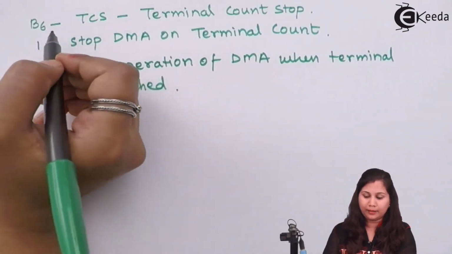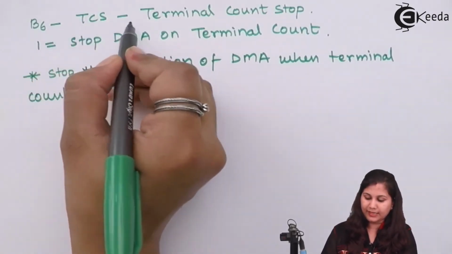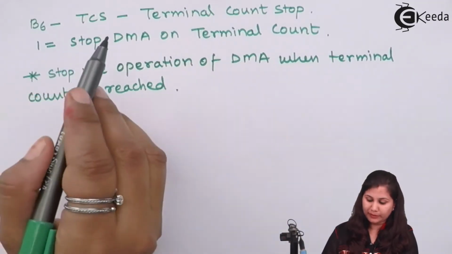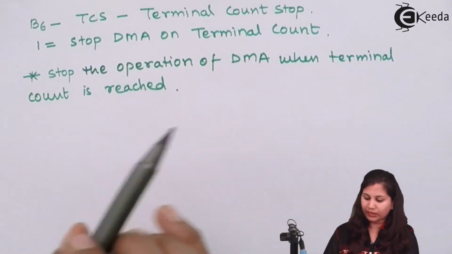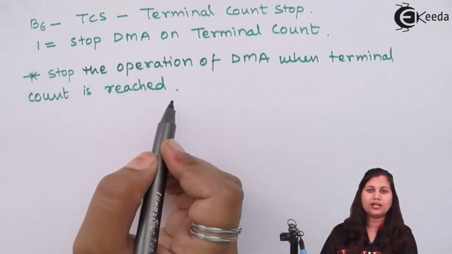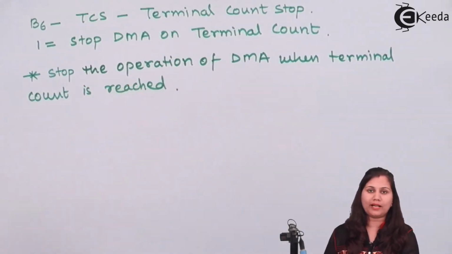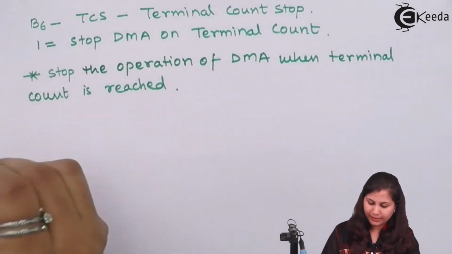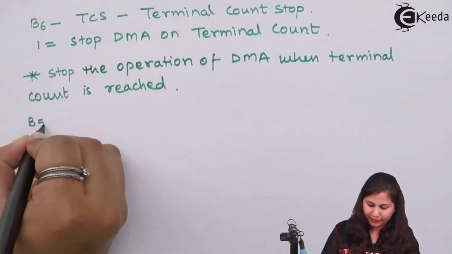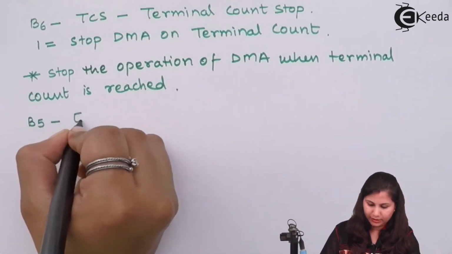This bit B6, which is the TCS, that is the terminal count stop, this bit is used to stop the operation of the DMA controller when the terminal count is reached. Terminal count means the count value has reached 0. So this was bit number 6. Then we have bit number 5, which is EW.